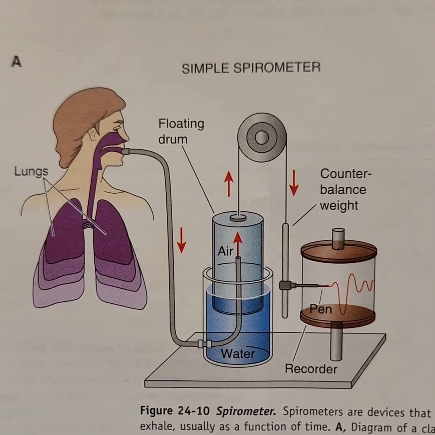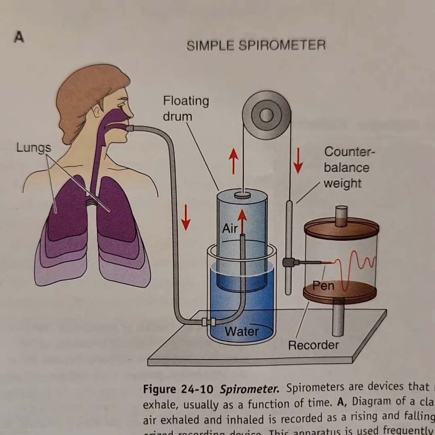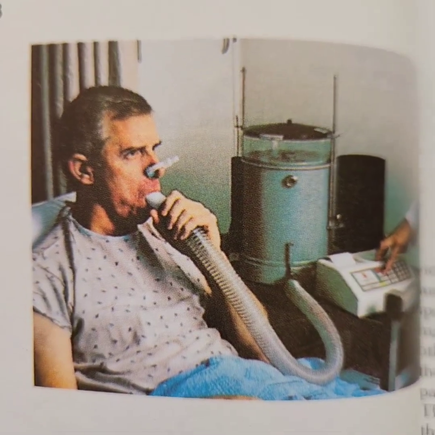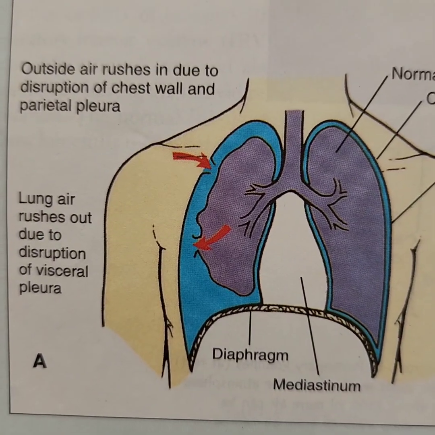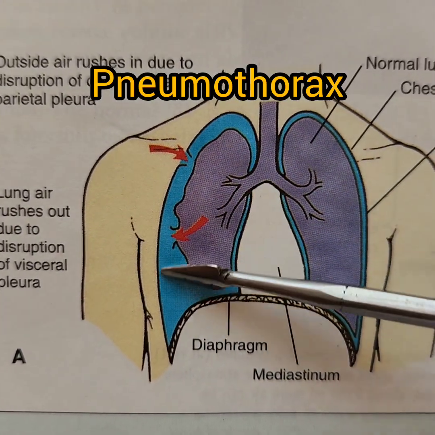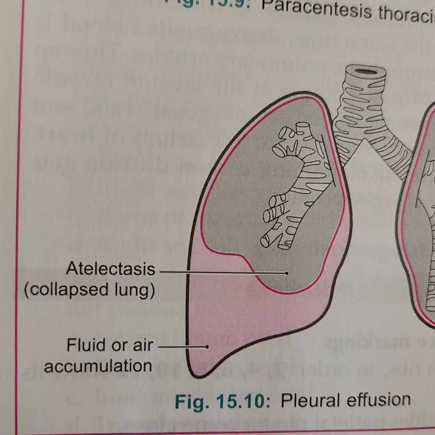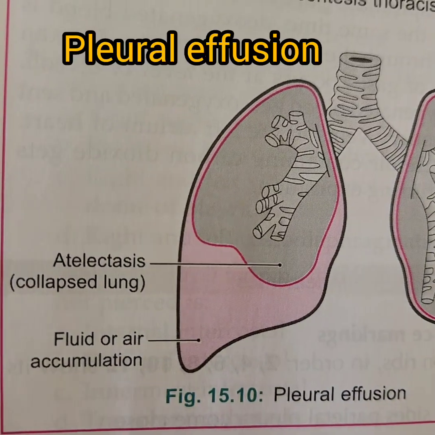Pulmonary volume, capacities and diffusion can be estimated by a spirometer. This is the picture of this procedure. When air fills the pleural cavity in pathologies, it is called pneumothorax. If the collection is fluid, it is pleural effusion.